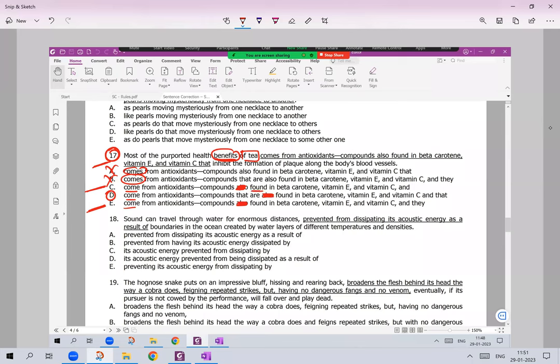Compounds found in beta-carotene. What is found over here? The coin found in the museum was beautiful. Found is an adjective. So compounds found in beta-carotene, this is 100% an adjective. And when you read the sentence, compounds found in beta-carotene, vitamin C, and that inhibit. So always read the non-underlined part. The simple rule of doing sentence correction is that you have to read the entire sentence very properly. When you say that inhibit, to inhibit is a verb. So after and, there is a verb which is non-underlined. So we can't challenge that at all.